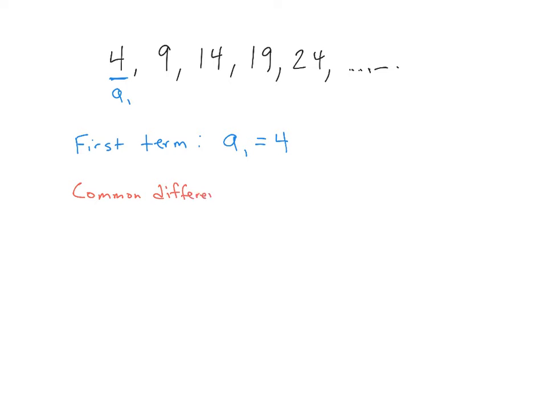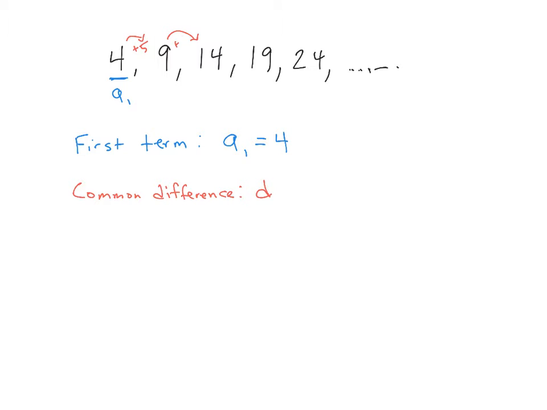The second key phrase we have is the phrase common difference. And the notation we use for common difference is the letter D. And what D is telling you is how much you go up by to get to the next one. So in this one, we're counting by 5s, right? Because 4 plus 5 makes 9.